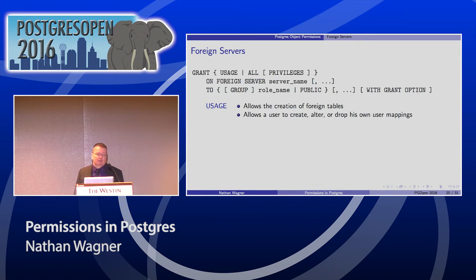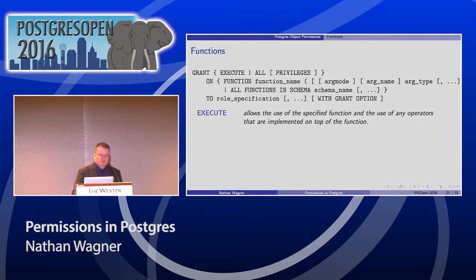And similarly for foreign servers, once you've created the foreign server and the foreign data wrapper, the usage privilege there is what you need in order to create those foreign tables that reference that external data source. The usage privilege on that also allows a user to muck about with his own user mappings. Again, I'm not going to talk about that in any great detail. It's far too long. Functions.